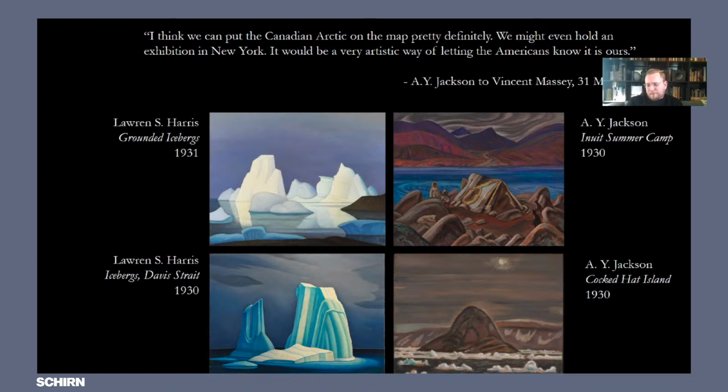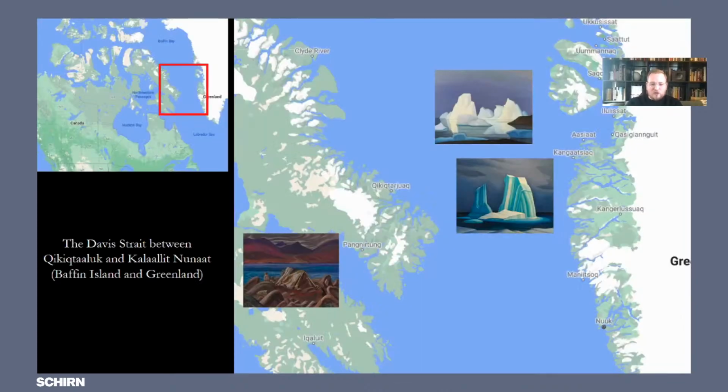And this is a really common trope and a common problem that happens when you think about landscape painting in settler colonial states. And so, because of that, there is also a question of what exactly is the role, and how do we think about Indigenous peoples at this time. Now, I will say that here I have this map of the Davis Strait where I've zoomed in on where exactly Lawren Harris and A.Y. Jackson are painting and making these images of the Arctic when they go on this expedition in 1930.